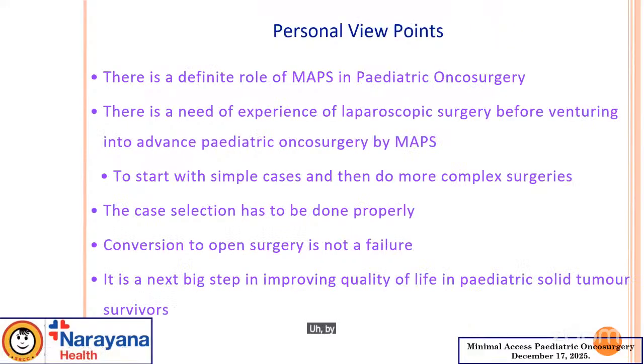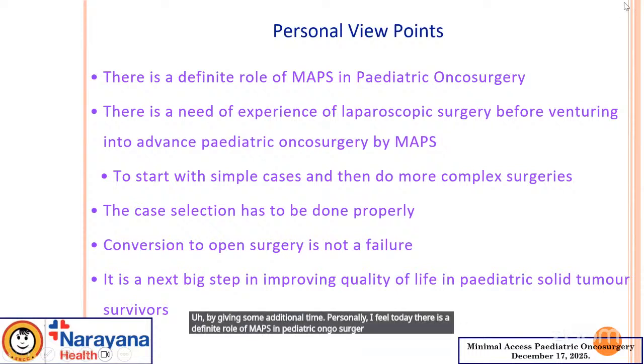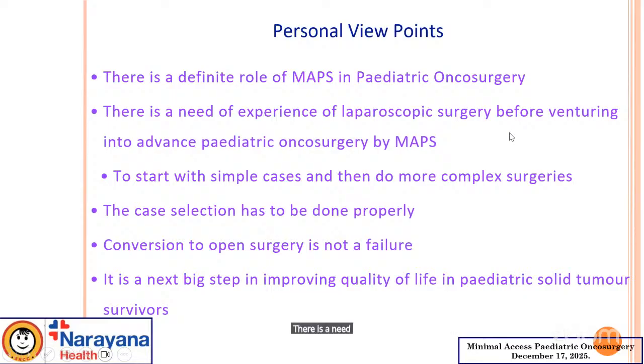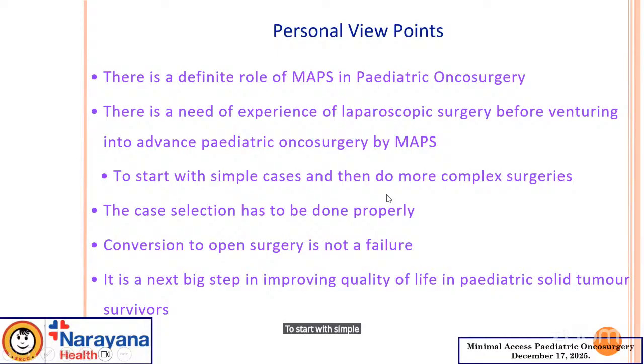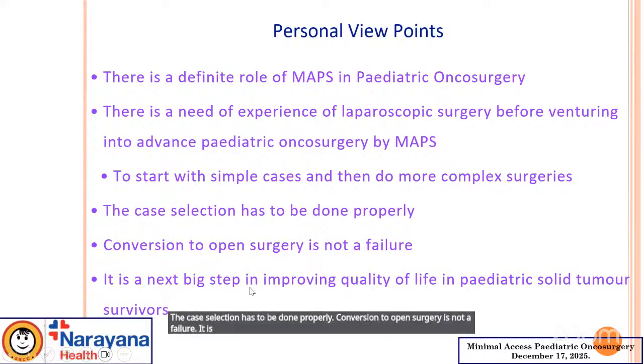Incomplete nodal sampling is another objection, where most of the time you can take nodes out by giving some additional time. Personally, I feel today there is a definite role of MAPS in pediatric oncosurgery. There is a need for experience in laparoscopic surgery before venturing into advanced pediatric oncosurgery by MAPS. Start with simple cases and then do more complex surgeries. The case selection has to be done properly. Conversion to open surgery is not a failure. It is the next big step in improving quality of life in pediatric solid tumors.